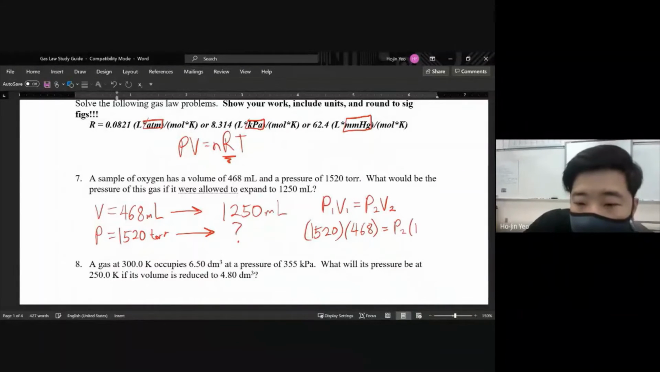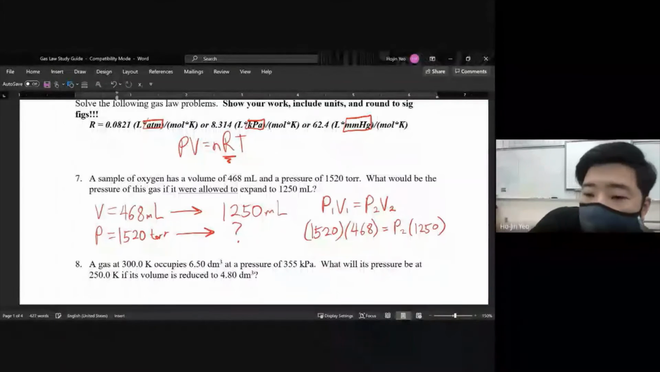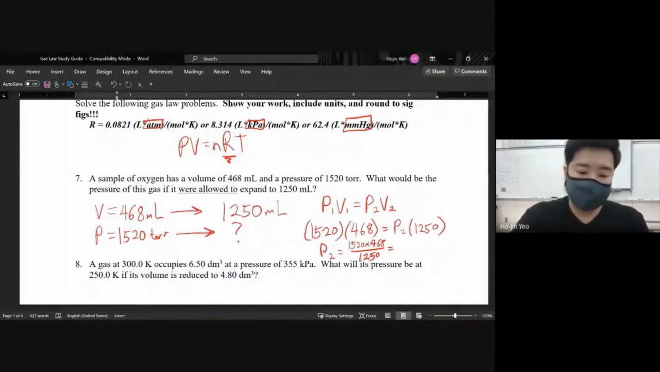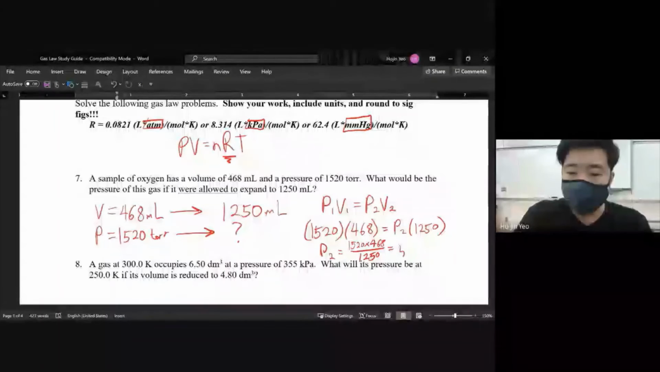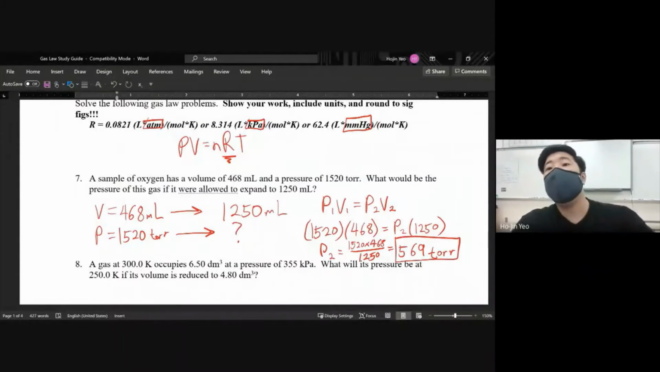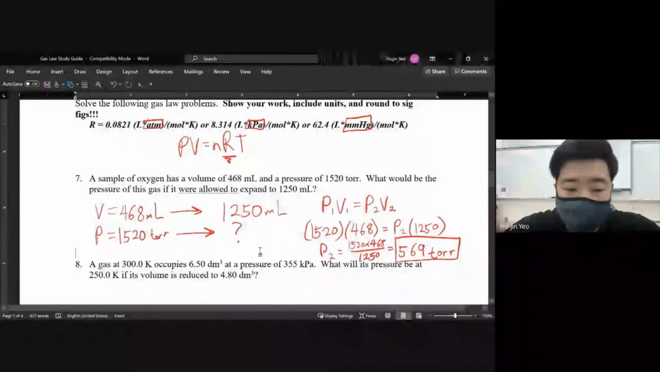And P2, V is 1250. So if we put this into a simplified version, okay, that should give you 569 torr. So remember, 3 sig figs in this case. So that's number 7.